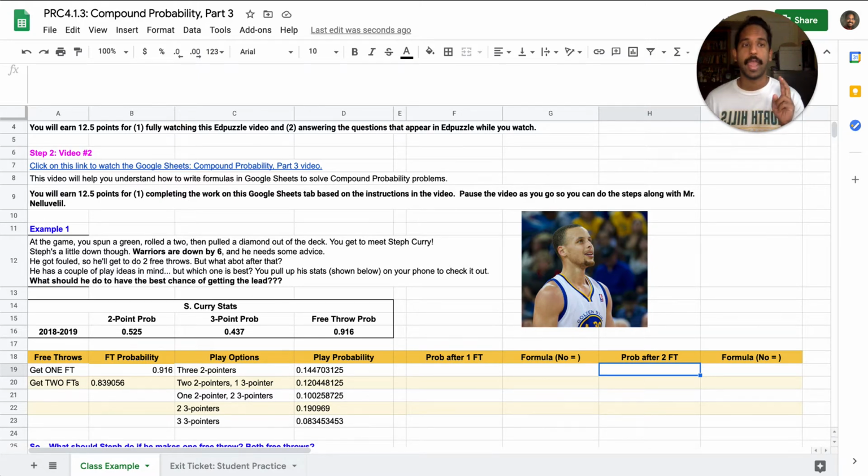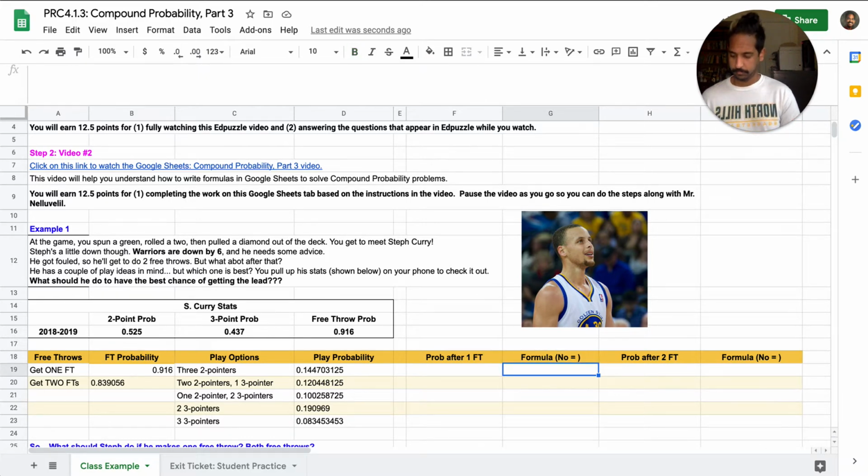And then he can choose based on that decision. So for one free throw, I'm going to write this in the formula place, and I want us all to be getting some practice with this. I want us to write out our formula before we do the equal sign so we can check to make sure all the values are exactly what we want it to say.